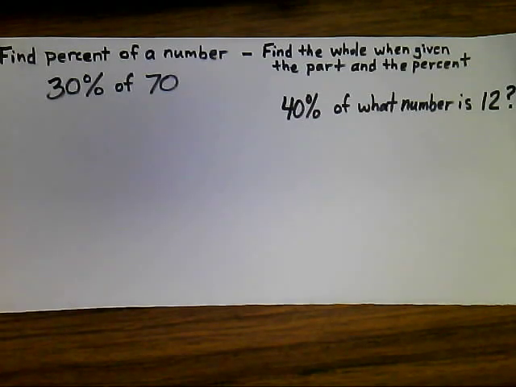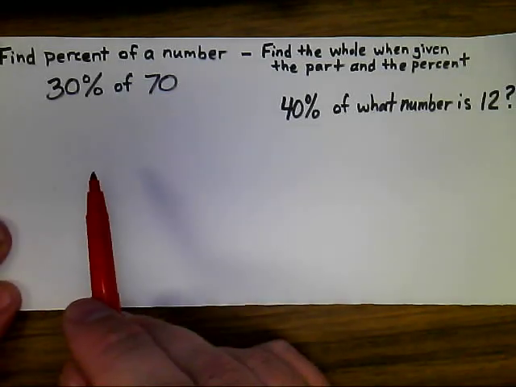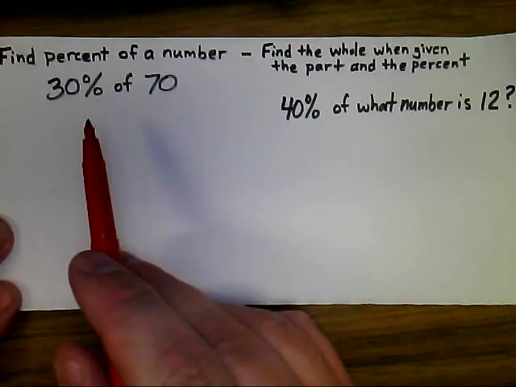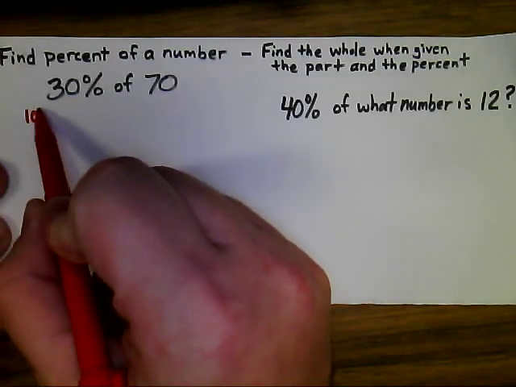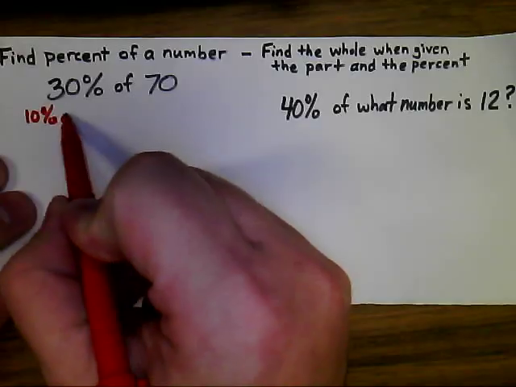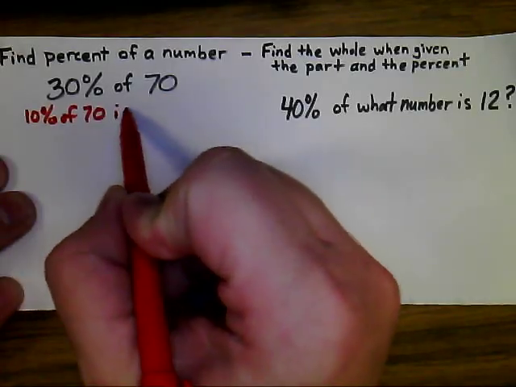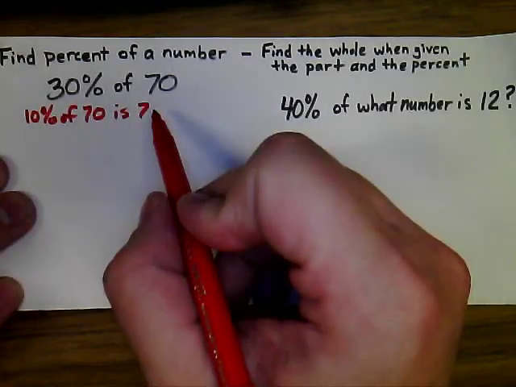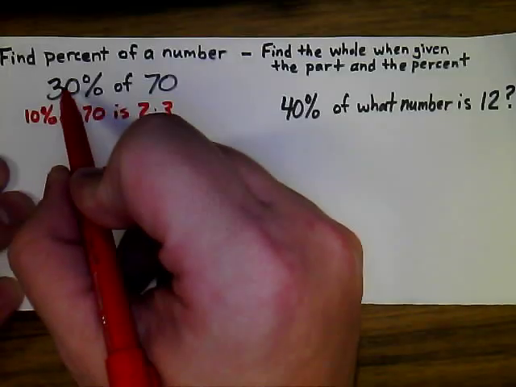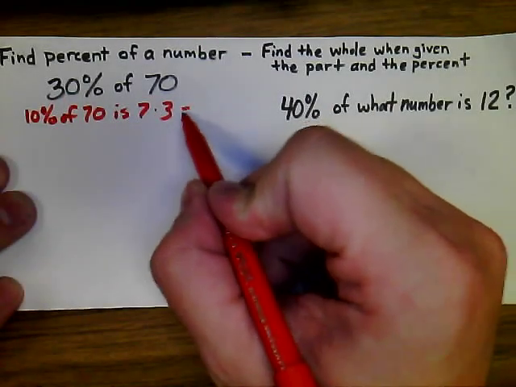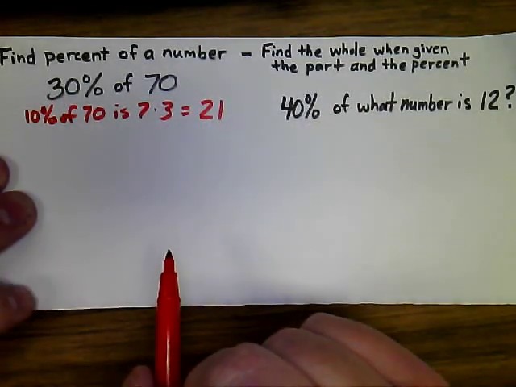Today's video is focused on two main concepts: how to find the percent of a number and how to find the whole when given the part in the percent. There are three main ways to find the percent of a number. One is to use mental math, because 10% of 70 is 7. I can multiply 7 times 3 because 30% is 3 times 10 to get 21. That would be the correct answer.